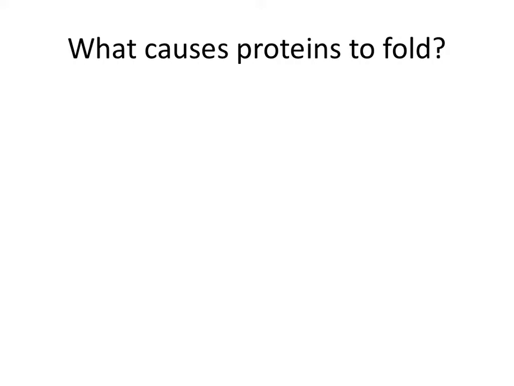Mad cow, like the prions. Those are misfolded proteins. All the spongiforms, mad cow, Alzheimer's, even amyloid protein plaque formations for arteries and things like that can happen. So those are due to misfolded proteins.